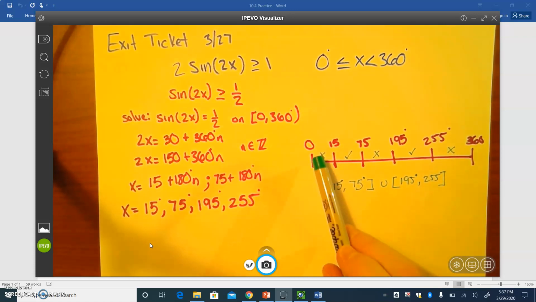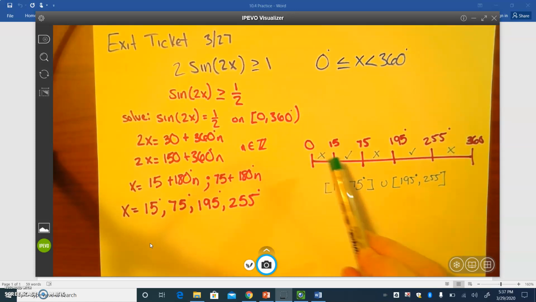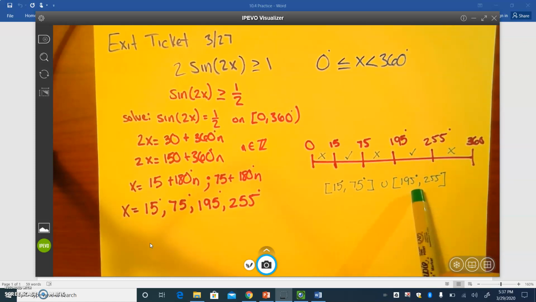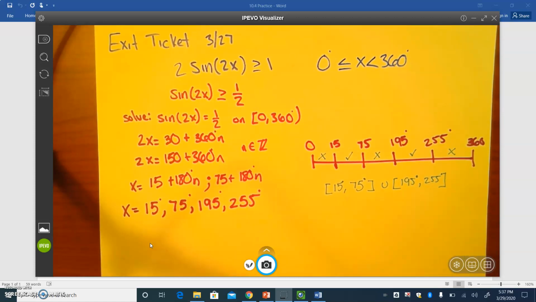If it didn't give me a solution, I would cross it out, and we omit it. So there are only two intervals that actually worked. It was 15 to 75 inclusive, union 195 to 255 inclusive. So that was the exit ticket.